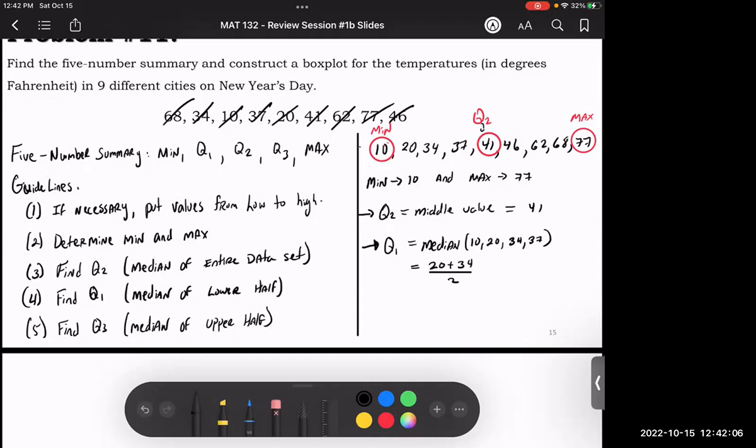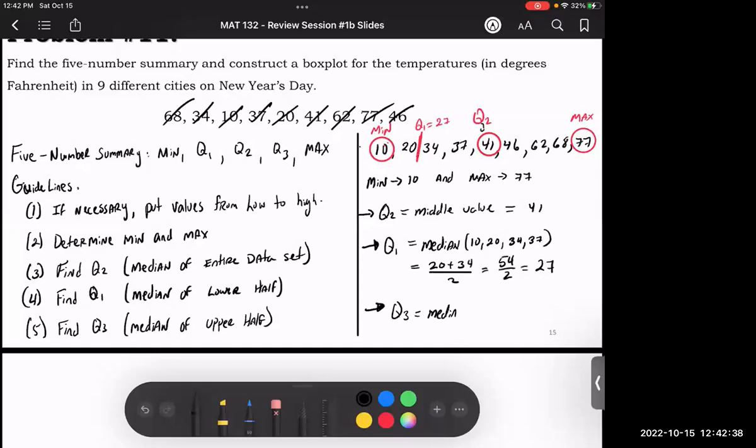What's 20 plus 34? 54. And then if you take 54 divided by 2, what do you get? 27. All right, good. So Q1 is basically right here. It separates basically the bottom 25 percent from the upper 75. So Q1 was 27. Okay, now we got to do Q3.